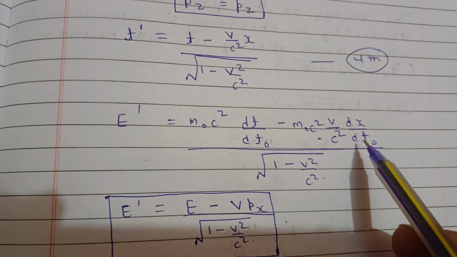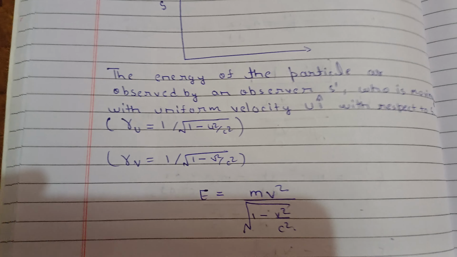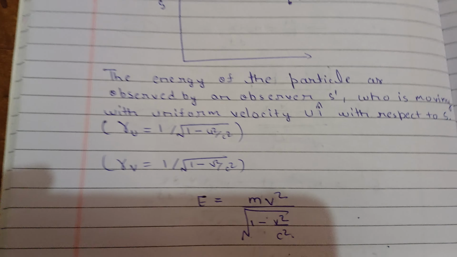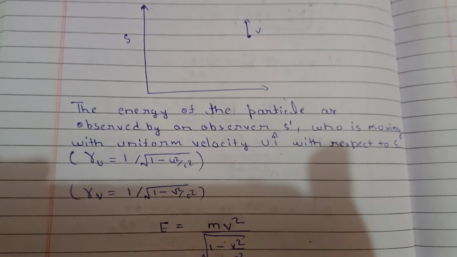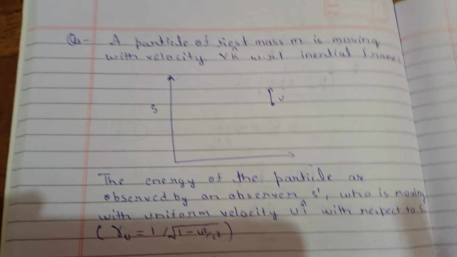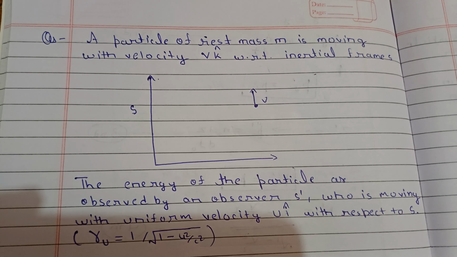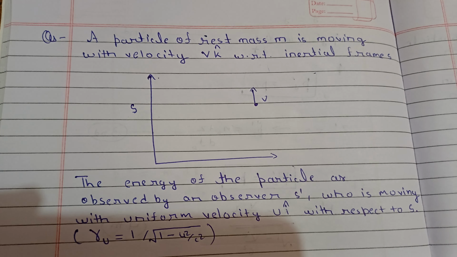Now let's see some questions related to these topics we studied. After that we will take questions for the Doppler. So a particle of rest mass m is moving with velocity v k cap with respect to inertial frame S. The energy of the particle as observed by an observer S prime who is moving with uniform velocity u i cap with respect to S.